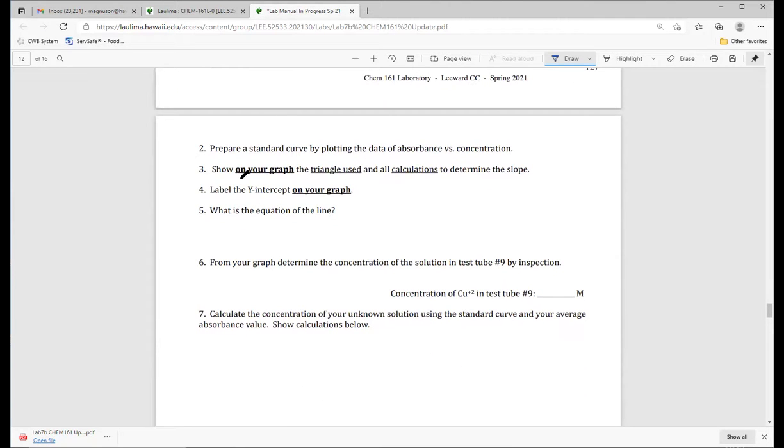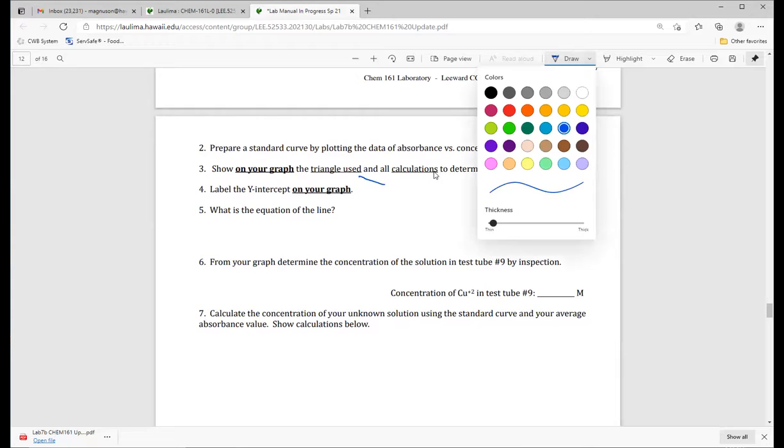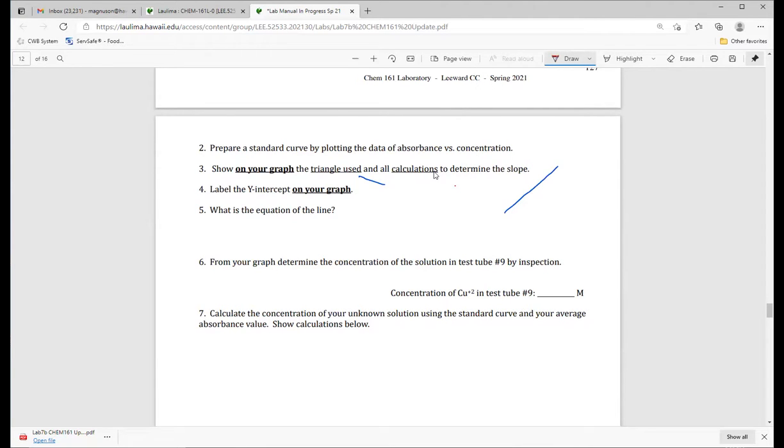Prepare the standard curve. Show on your curve the triangle used. They're referring to once you have your best fit. So the triangle used refers to once you have your best fit. You're going to have your line, and then you're going to draw the points for your best fit line. So not your data points, but just points that are easy to read.